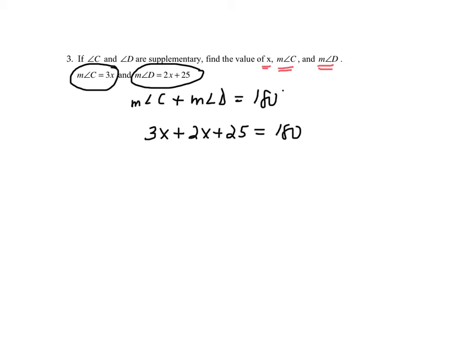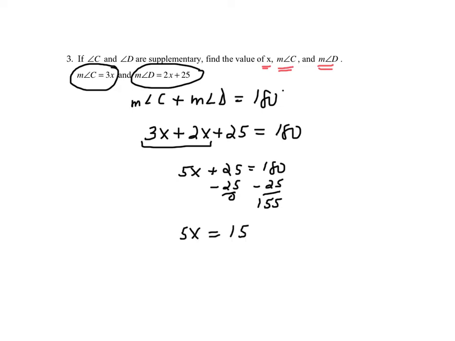And then solve for x. But don't forget, we have follow-up questions. Combine your like terms. We have a total of 5x plus this 25 is equal to 180. Subtract 25 from both sides. And we end up with 155. Be careful with that subtraction. Now we have 5x is equal to 155, and then divide by 5. When you take 155 and divide it by 5, we end up with x is equal to 31.